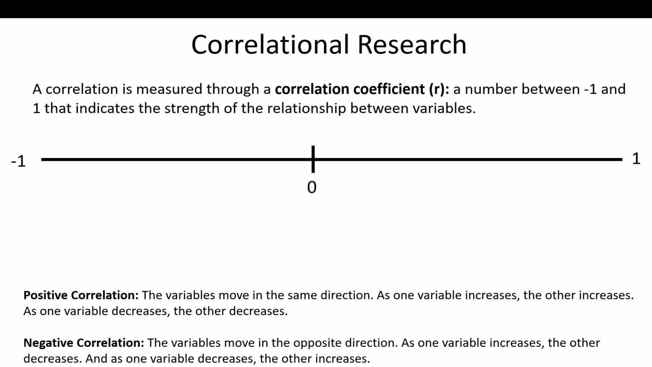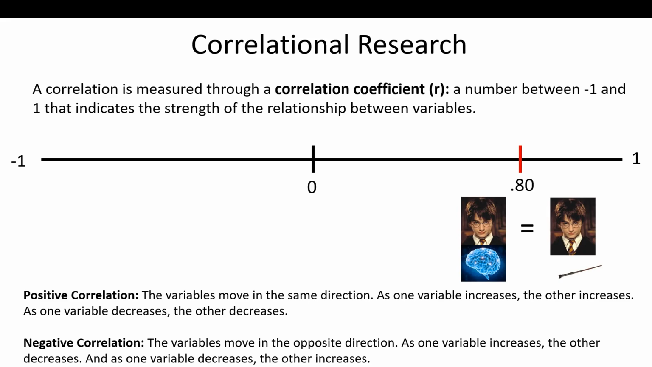For example, in our previously told example, if the correlation coefficient between Harry's knowledge of magic and his ability in wand spells is 0.80, then that relationship would be a strong positive correlation. This is because the coefficient is closer to 1, so it's a positive correlation, and this means that the more knowledge Harry has, the better he will be at doing wand spells. Remember that as one variable increases, the other increases as well for positive correlations.